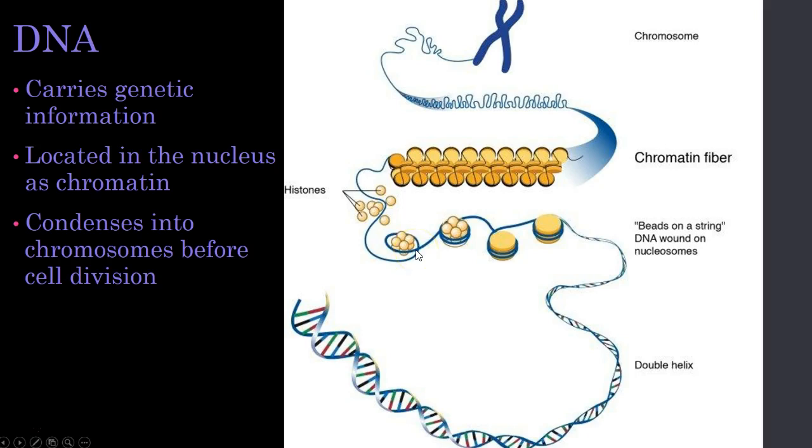So if we have a look at the structure of DNA, we have our double helix structure, which we talk about in the next slide. We then have our DNA that is wrapped around our histones, which is then condensed into what's called our chromatin, and then chromatin condenses into chromosomes.